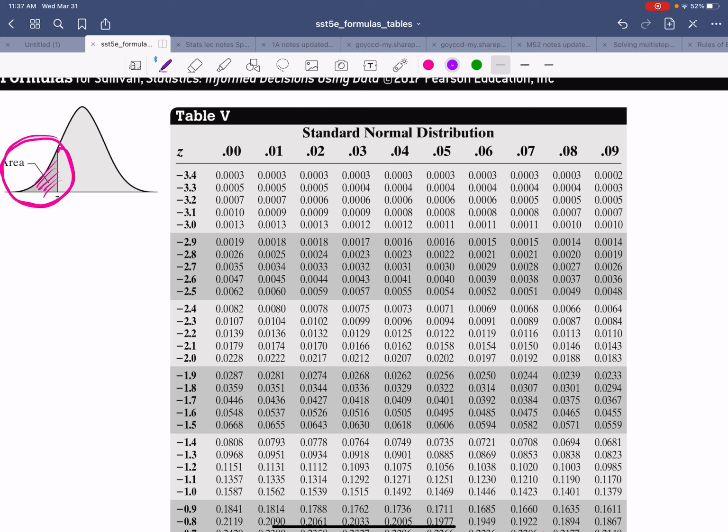0.01, 0.02. I think this is the closest. And the corresponding z-score will be negative 1.88. We get negative 1.8 from here and 0.08 from there. So that turns out to be negative 1.88. So the z-score that has 0.03 area to the left is negative 1.88.